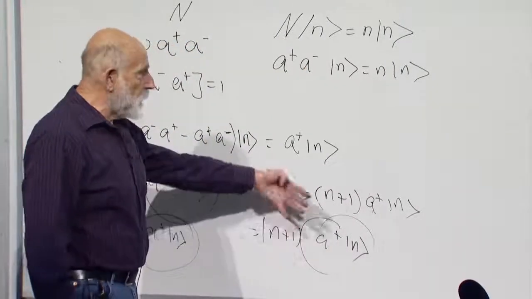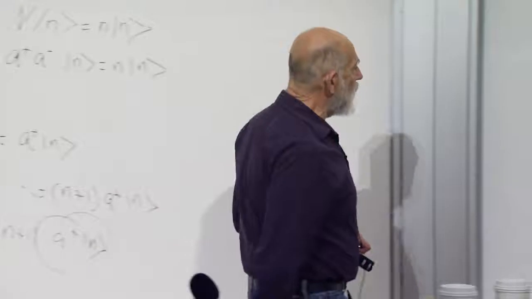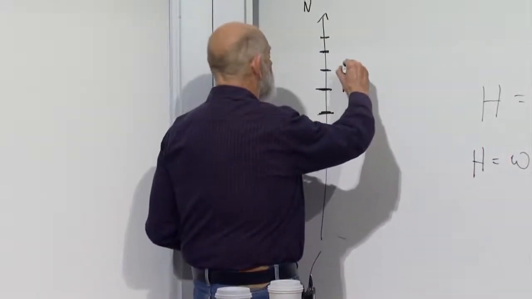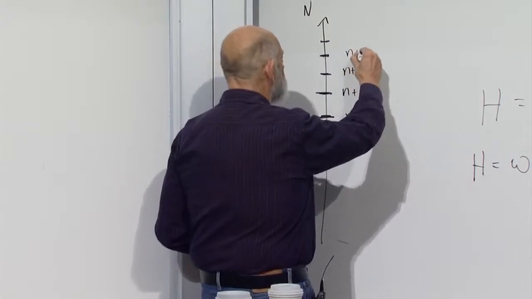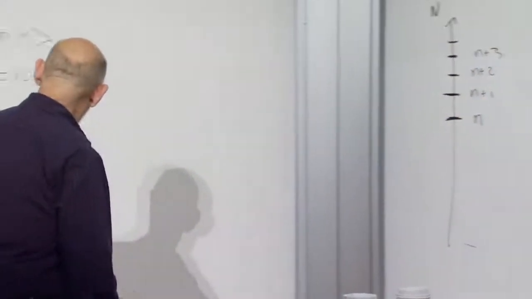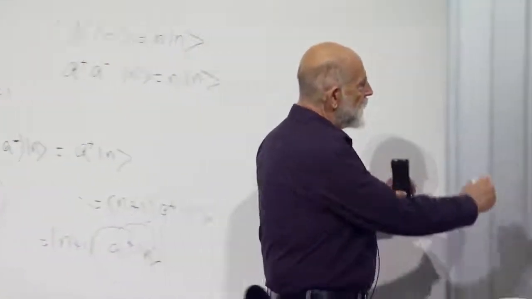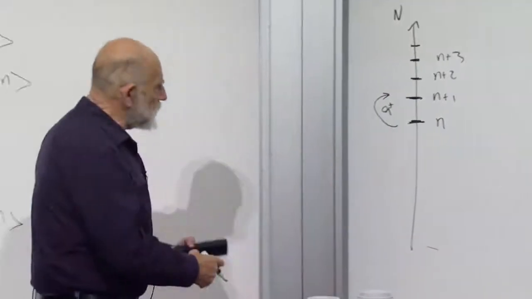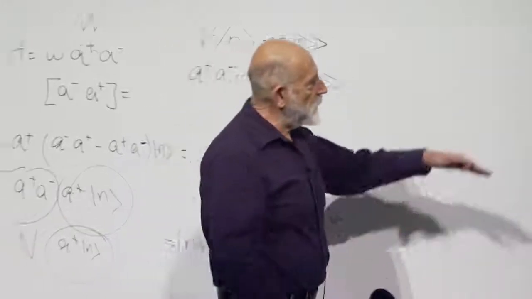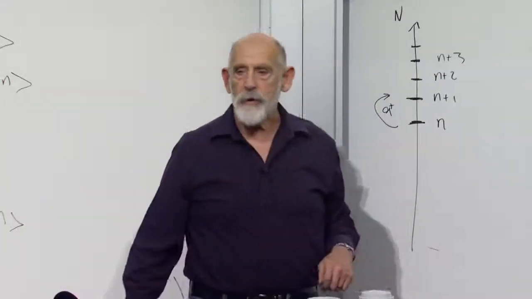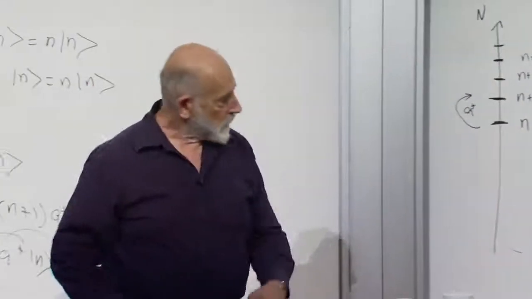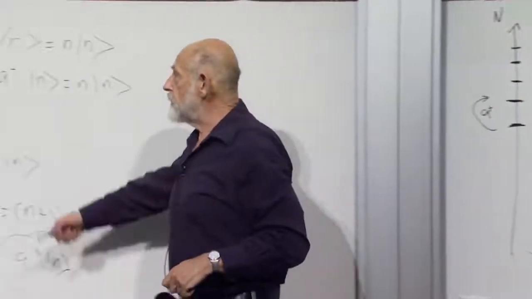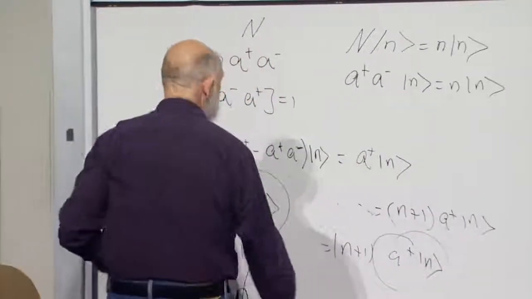N plus 1, n plus 2, and so forth. So if I find a solution, an eigenvalue n, there'll be another one at n plus 1, another one at n plus 2, another one at n plus 3, and furthermore, you go from one to the other by applying the operator a plus. A plus takes you from an eigenvector with eigenvalue n to an eigenvalue n plus 1 and so forth. These, of course, have higher and higher energy because the energy is just omega times n.